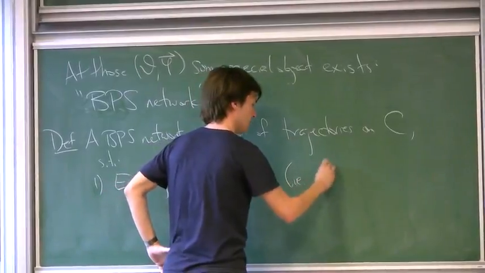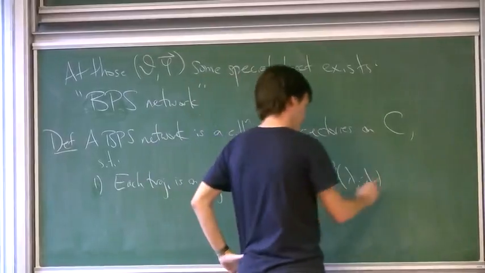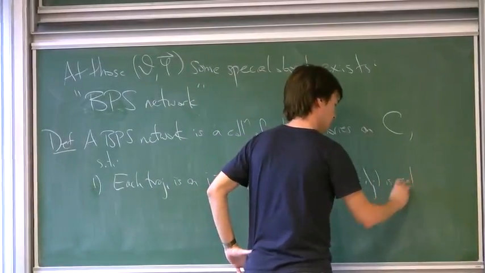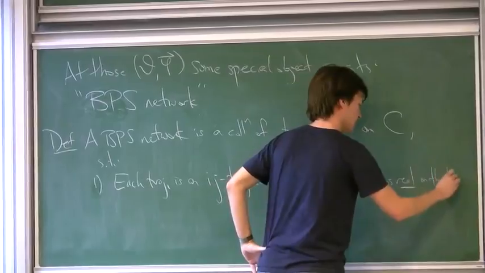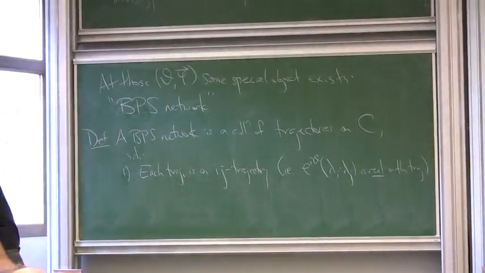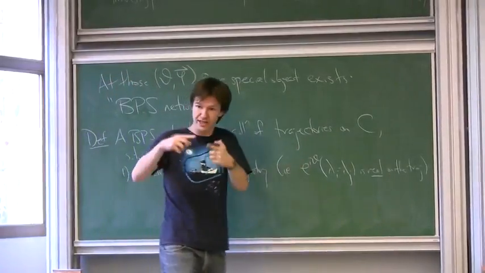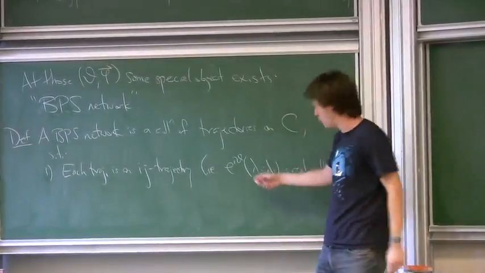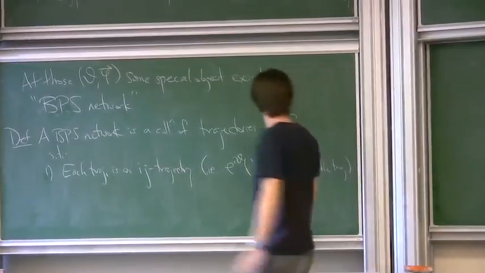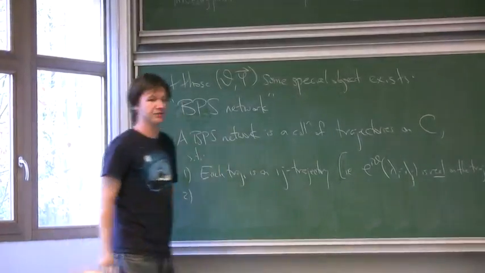In other words, e to the i theta times lambda i minus lambda j is real on the trajectory, where theta now is this single fixed theta. So all of these individual strands are obeying different equations because they have different i and j here, but all for the same phase. So that's the first thing. It's made up of these I.J. trajectories.